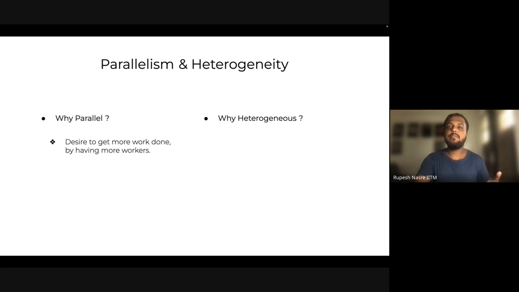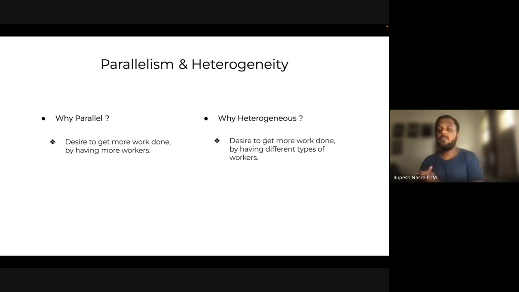And why a heterogeneous system? We have a desire to get more work done by having different types of workers. What do I mean by different types of workers? Let's suppose I have n different types of workers, and these workers have skills in different domains. Worker A can do this type of work efficiently, worker B can do that type of work efficiently. Depending on that, we can assign that type of work so that our program gets more efficient. This is the need for heterogeneous systems.